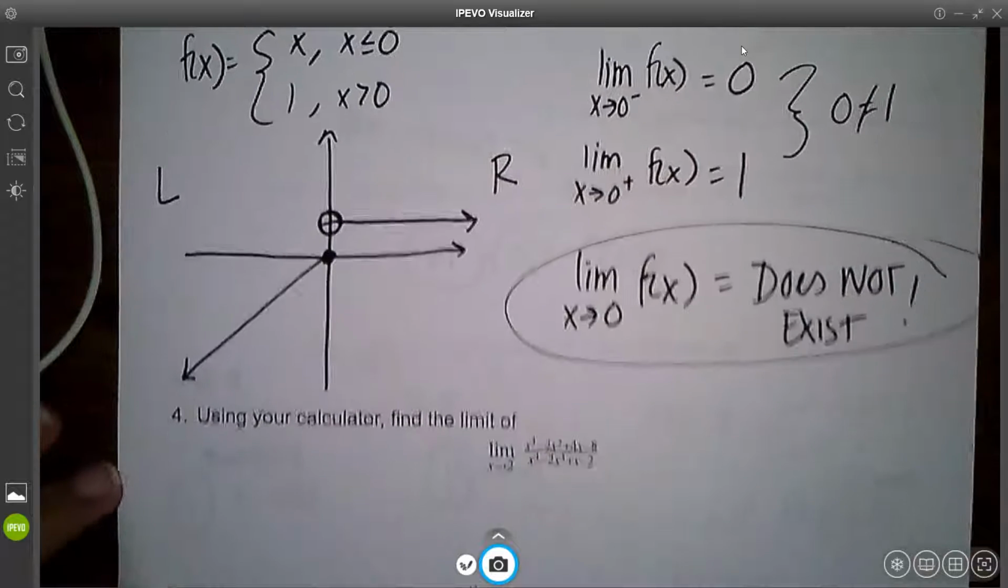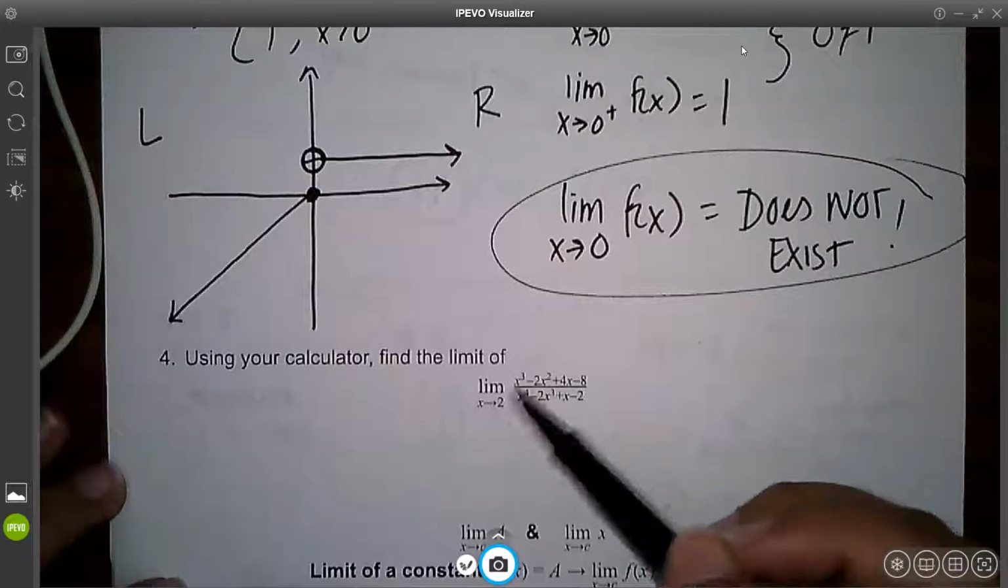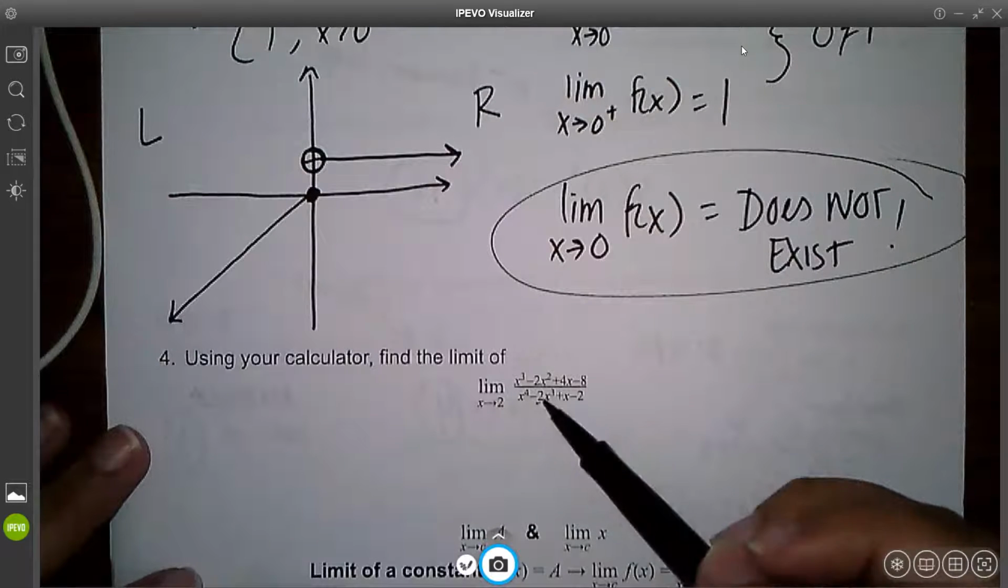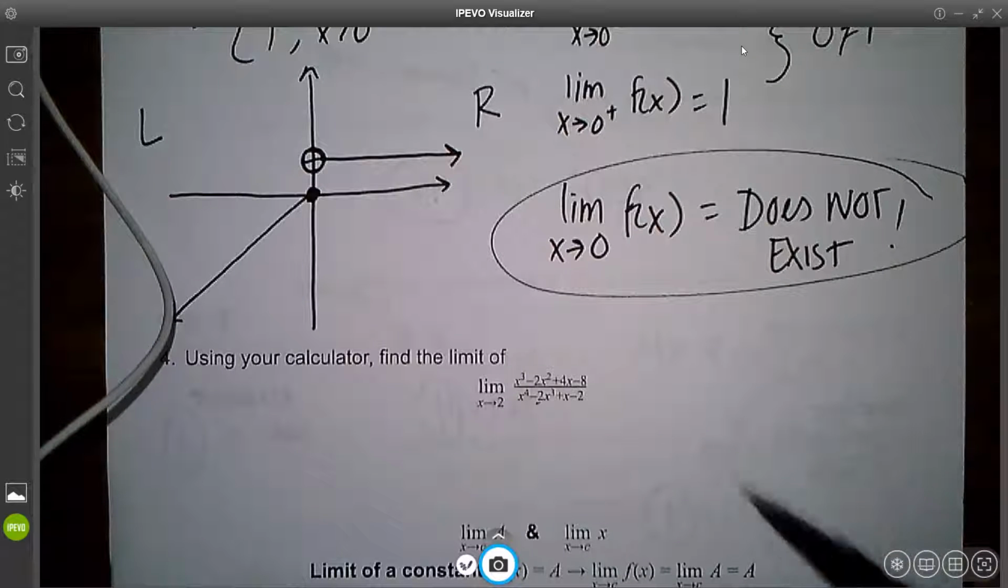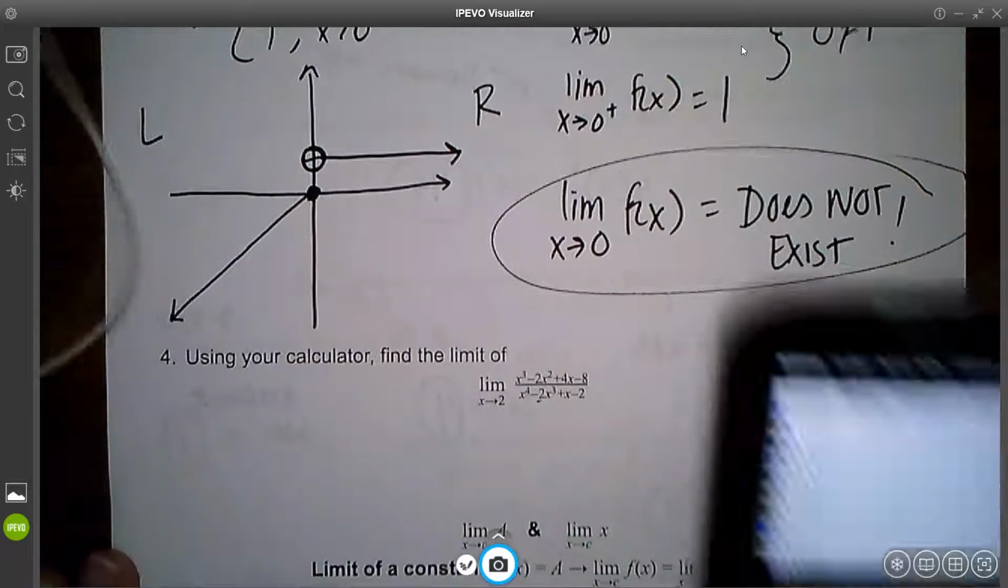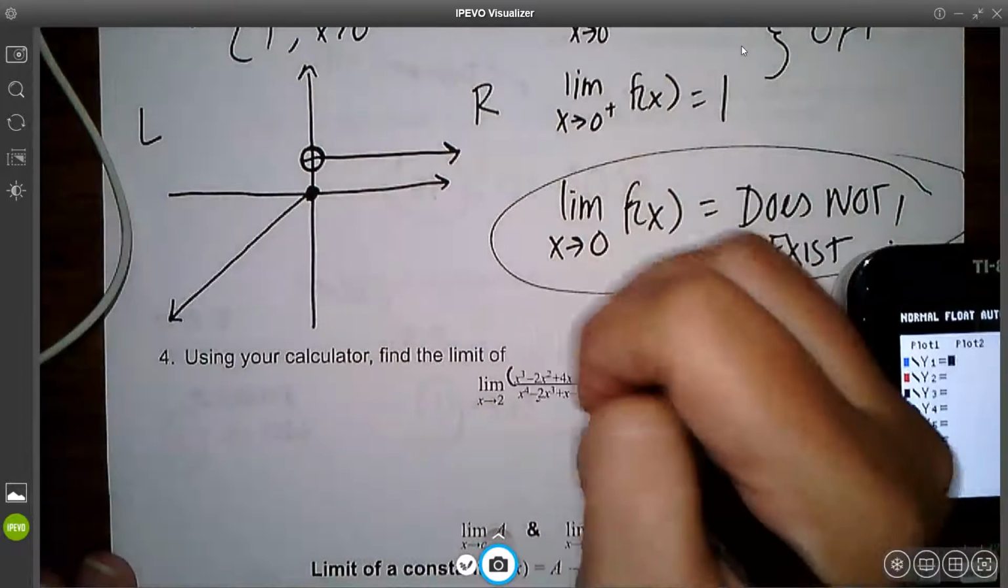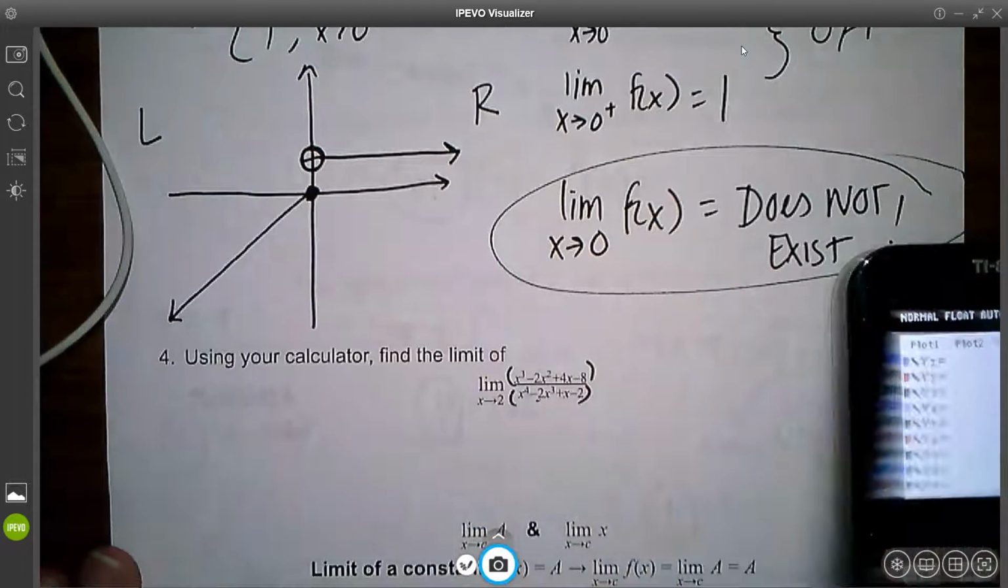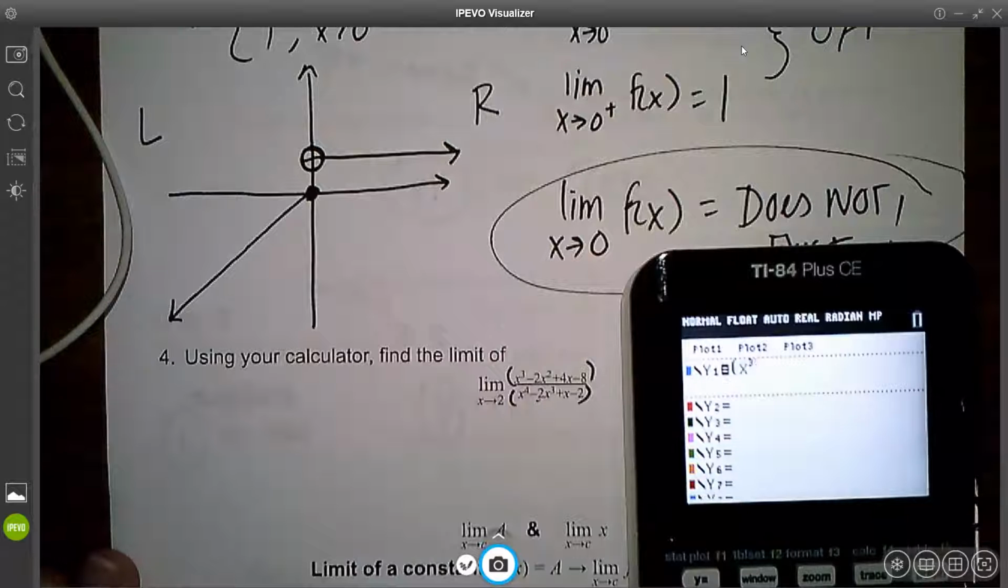All right, with the next one. If we plug in, I'm just going to save you a little work. You get 0 on your denominator and you get something that's undefined. So I'm going to use my table and type this function into y equals using parentheses around the numerator and around the denominator. So I have x cubed minus 2x squared plus 4x minus 8 divided by x to the 4th minus 2x cubed plus x minus 2.